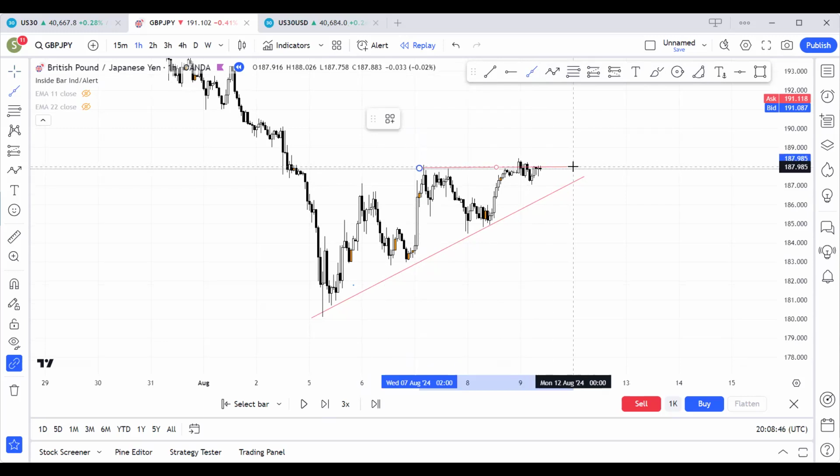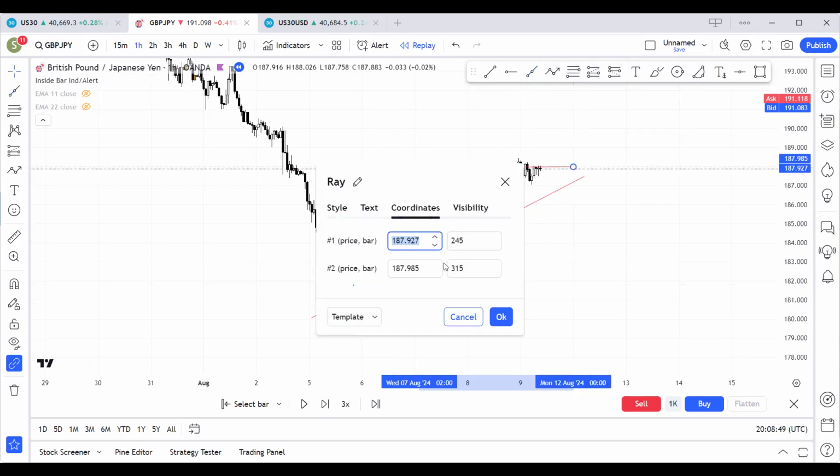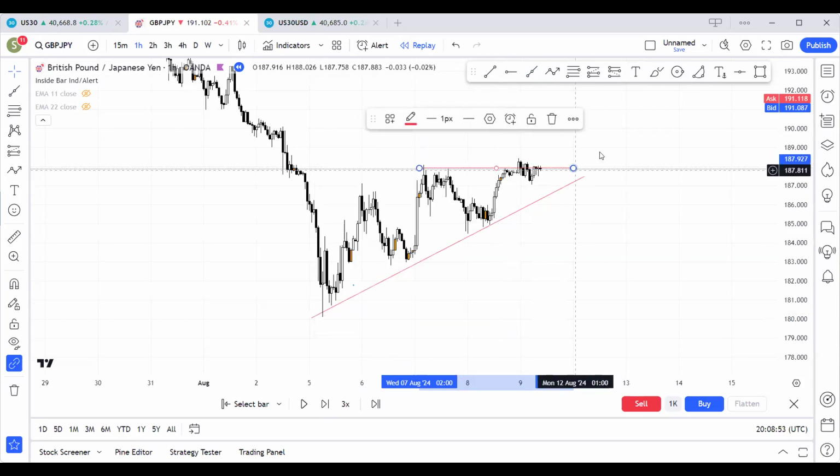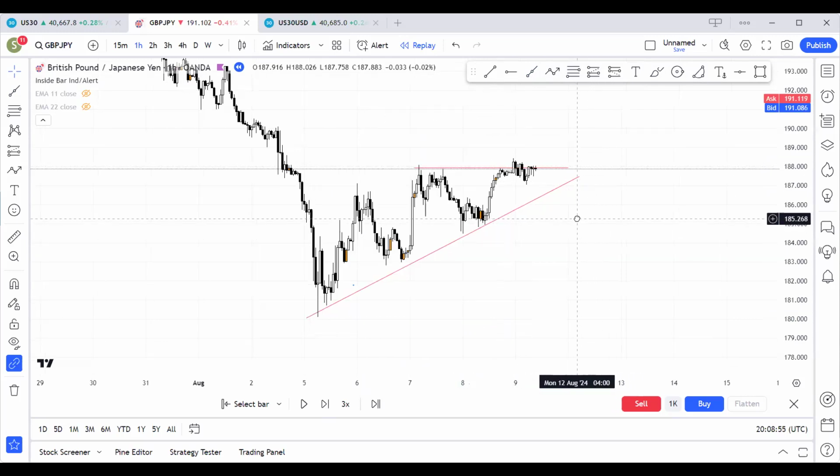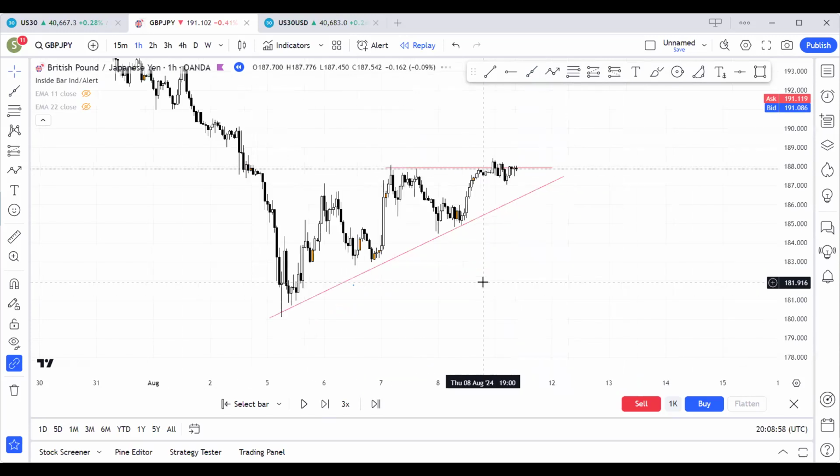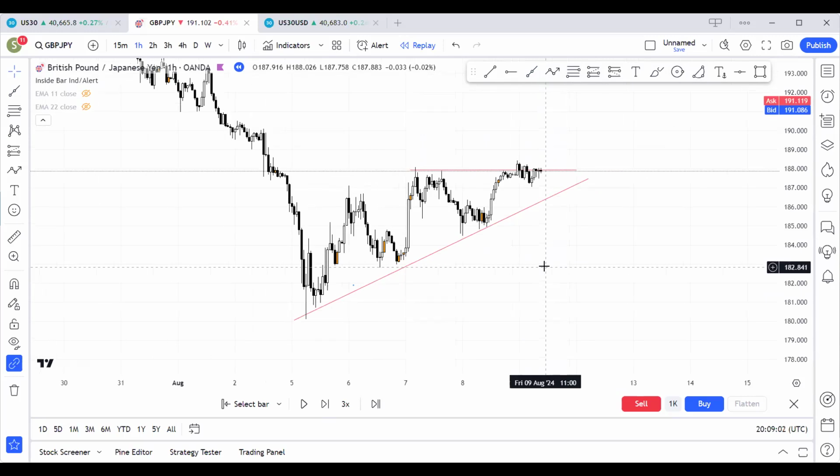Okay, and then we spot this level. All right, now we see that the market is starting to push up, and buyers are starting to come into the market. So in this case, obviously you have to be looking for buying opportunities because you want to be trading with the trend rather than against it.